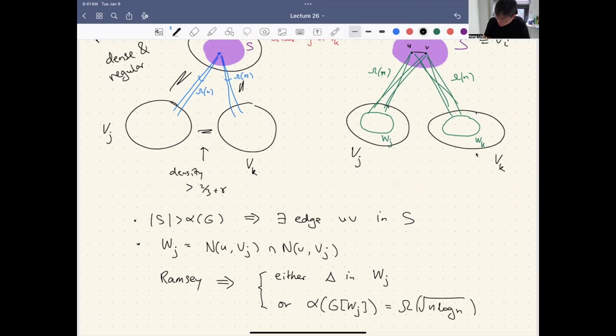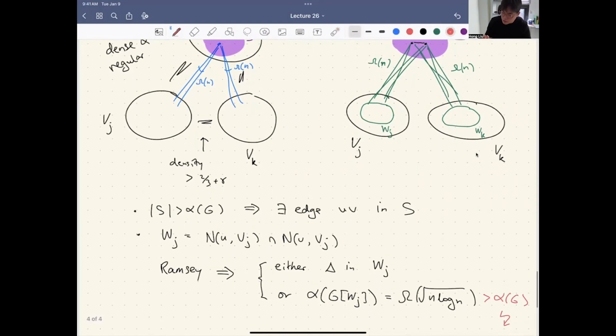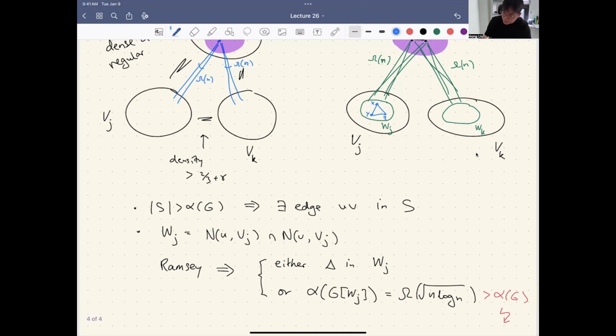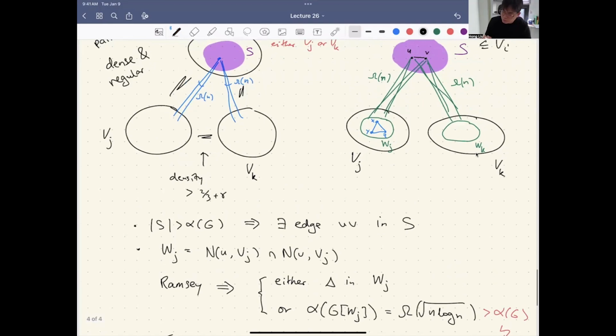But what do we know? This is larger than alpha of G. So we get a contradiction in the second case. That means we must have a triangle in Wj. Let's mark this triangle, let's say XYZ. So now take the triangle XYZ in Wj. What do we know?